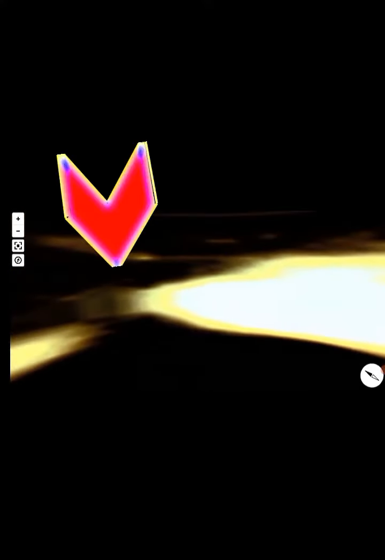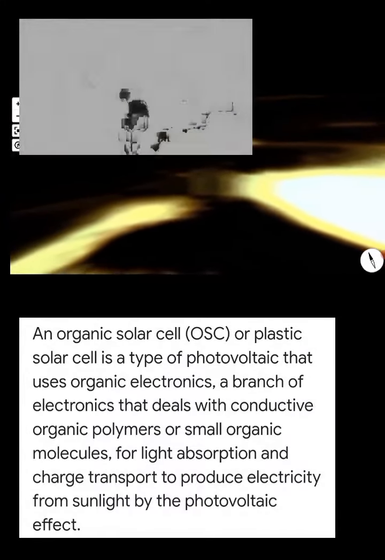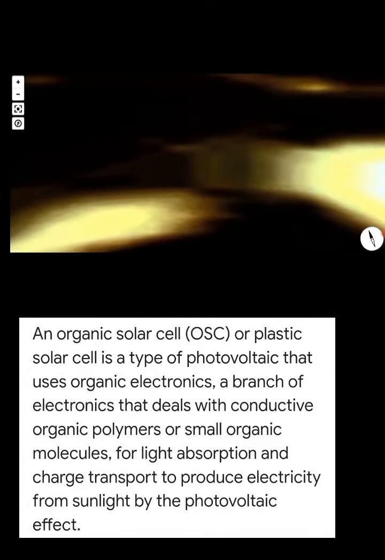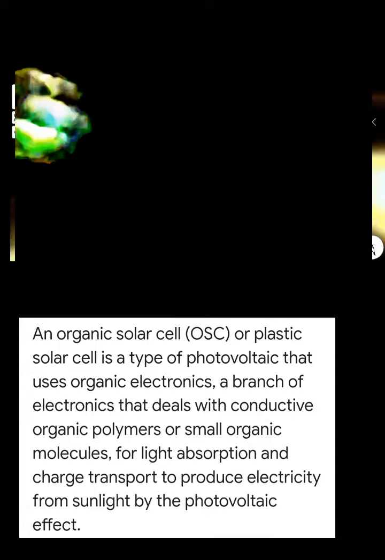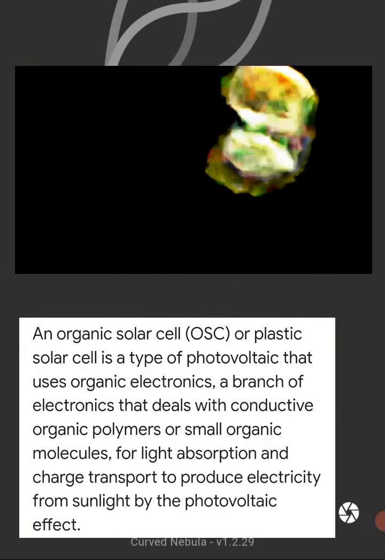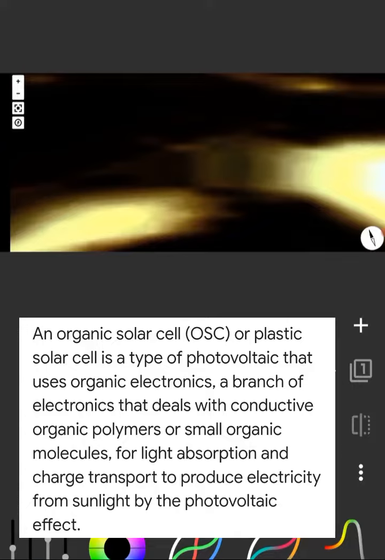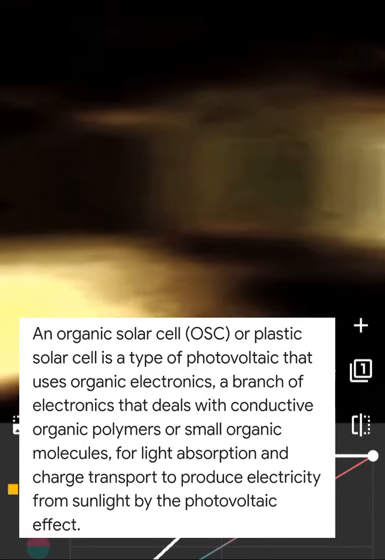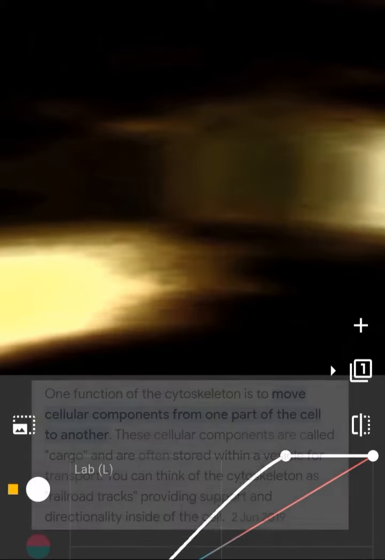We've got one there. Organic solar cell or plastic solar cell is a type of photovoltaic that uses organic electronics, a branch of electronics that deals with conductive organic polymers and small organic molecules for light absorption and charge transport to produce electricity from sunlight by the voltaic effect.